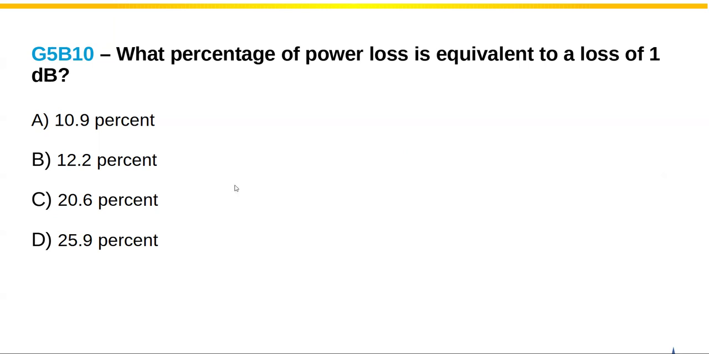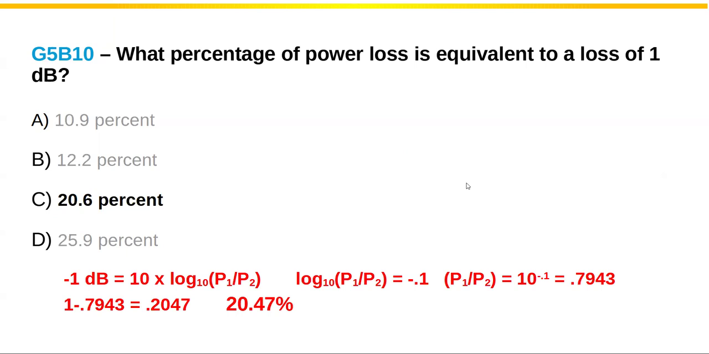This is where you need to do the anti-log to calculate it. But if you just want to remember the answer because it's an interesting one, it's surprising how much it is: 20%, almost 21%. You think 1 dB, that's not much. It's a lot. But it's a highly non-linear curve. True, but still, you're losing 20%.